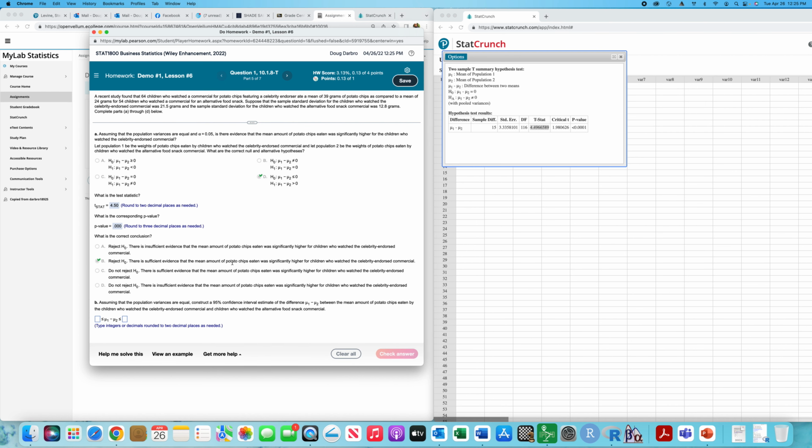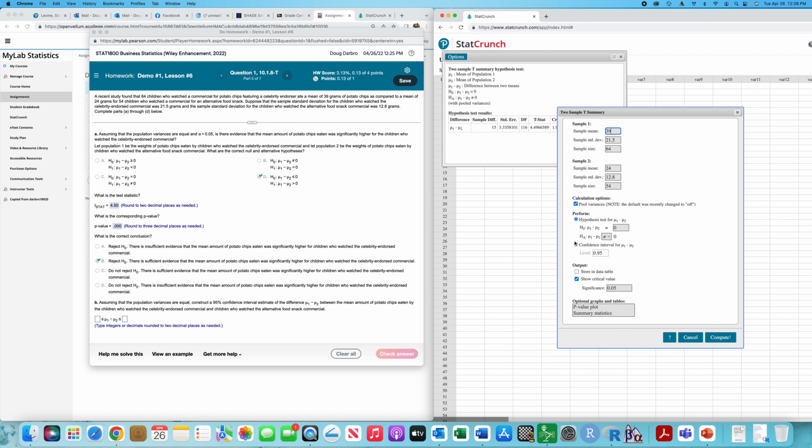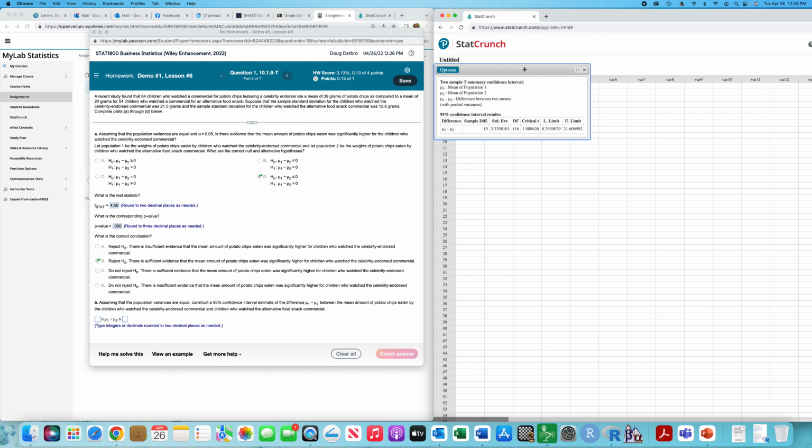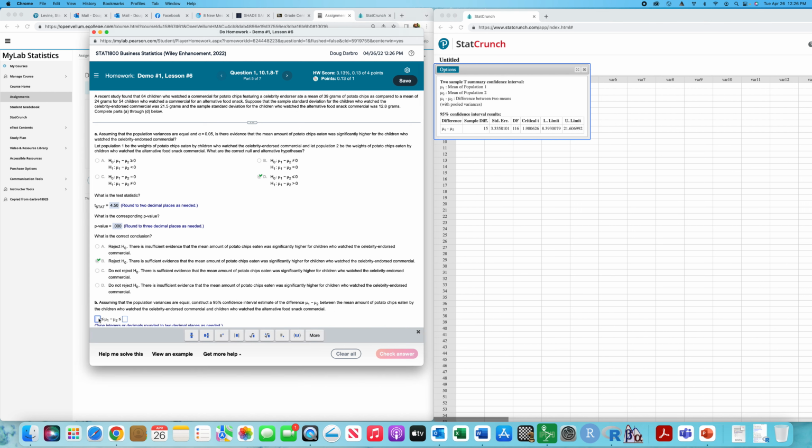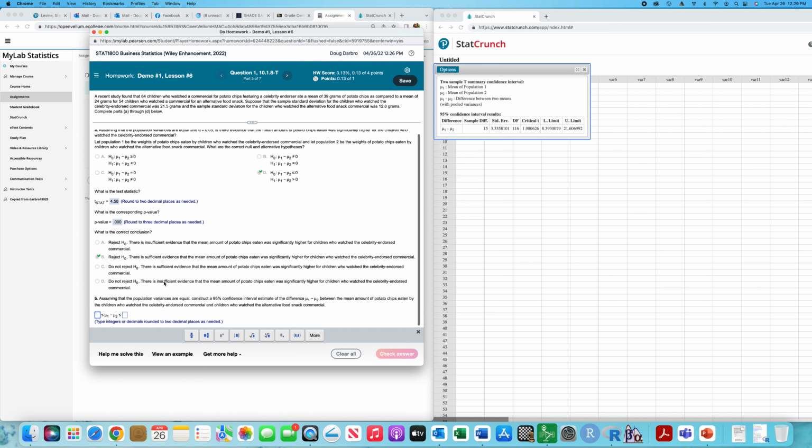Assuming the population variances are equal, construct a 95% confidence interval. Well, that's going to be easy to do. Go up and do edit, click confidence interval, make sure 95% aligns with what the problem says. And we get a confidence interval, to two places, of 8.39 to 21.61.